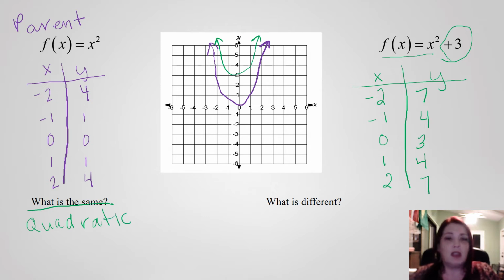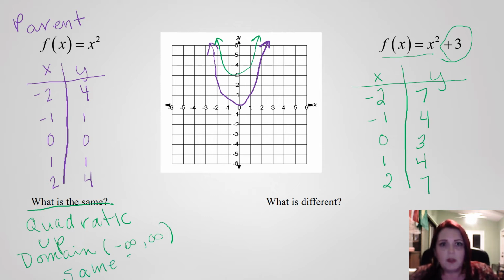And they have the same shape. They both go up. And their domain is the same. It goes on forever and ever. Basically, they have the same shape.